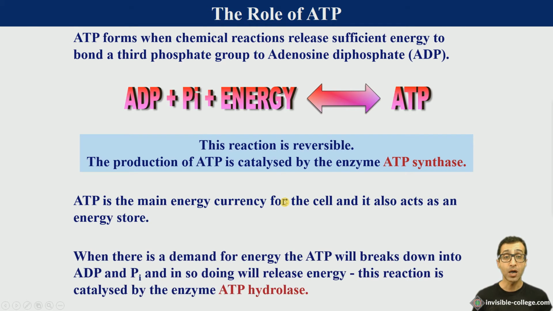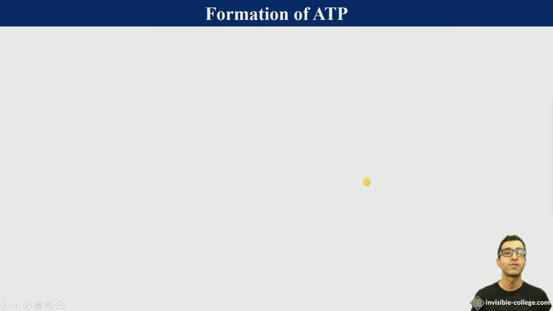So when there's a demand for energy, the ATP will break down into ADP and an inorganic phosphate, and in so doing will release the energy that was stored in the ATP molecule. Now this process of hydrolysis of ATP to form ADP is catalyzed by an enzyme called ATP hydrolase. So let's look at the formation of ATP.